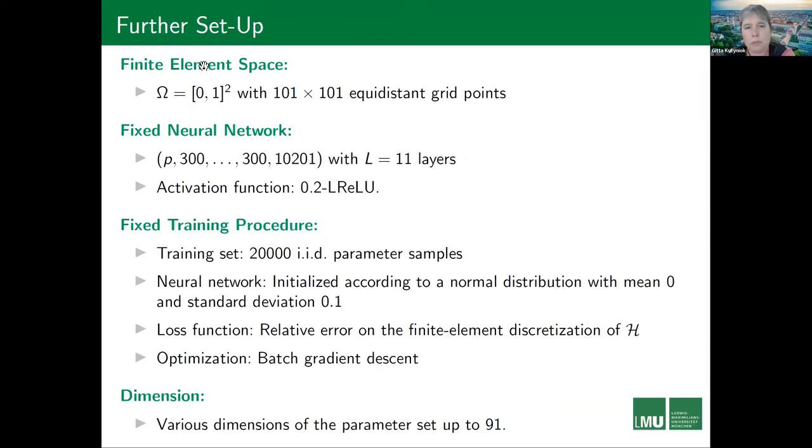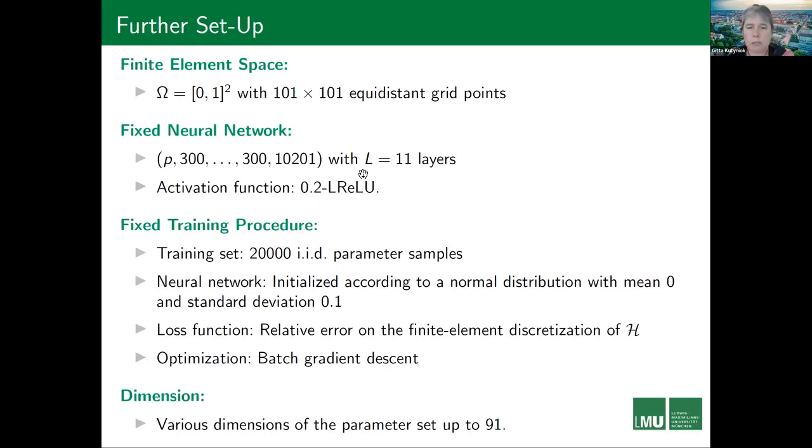This is our space where we work. We have 101 times 101 equidistant grid points. That's not a lot, but the training also takes some time, so we use a, let's say, a bit coarser sampling. We always use this network. The output dimension needs to be 101 squared to get a value for each of those points. The input dimension is P, and the middle layers are all 300.